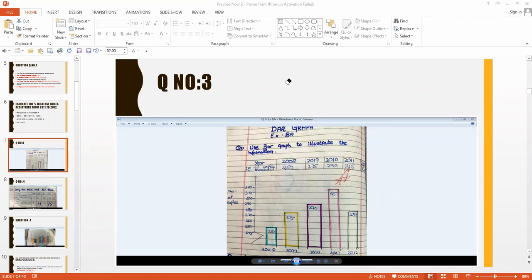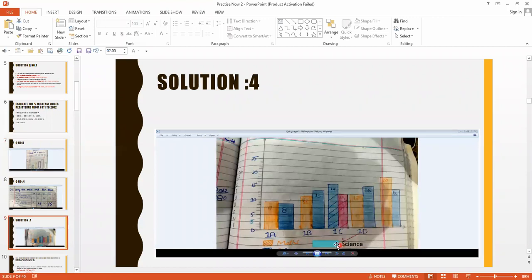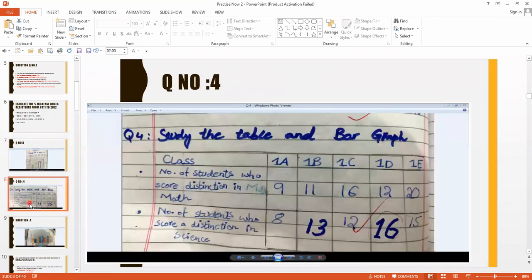Okay, now we come to the next one. This is all about question number 3. You just have to draw the bar graph. So now comes question number 4. Okay, in question number 4, wait, first I will come to the question.